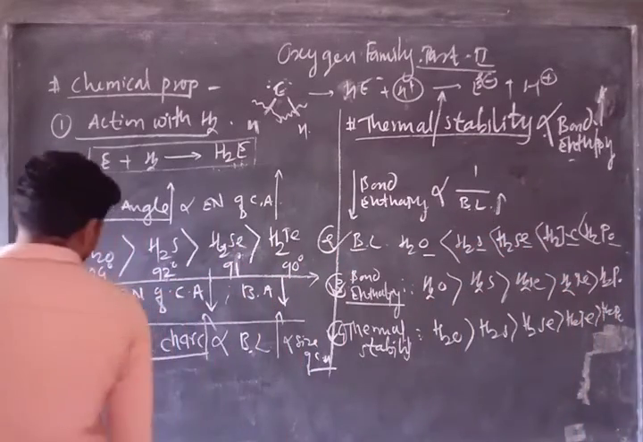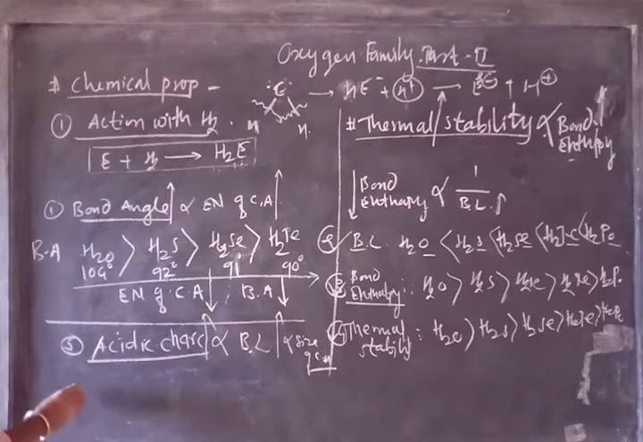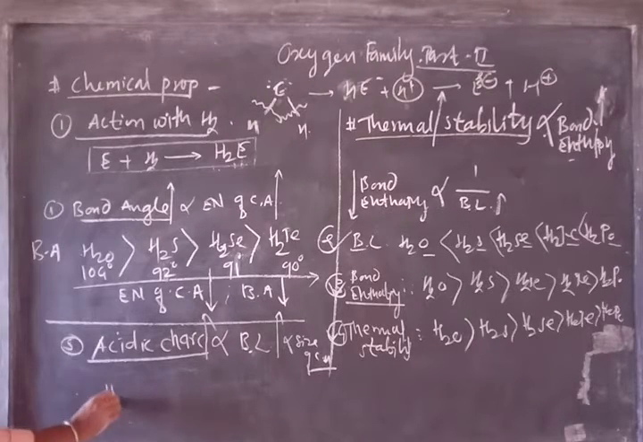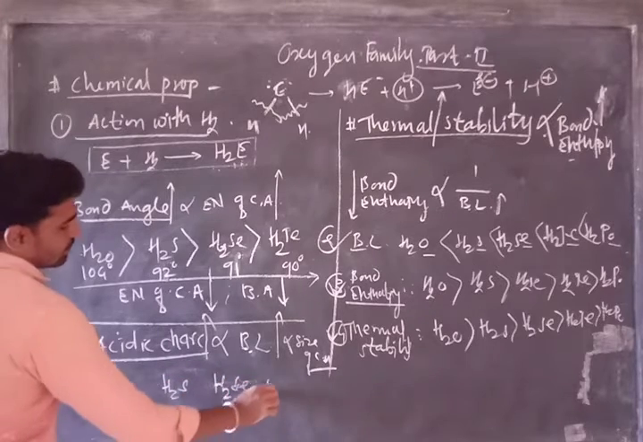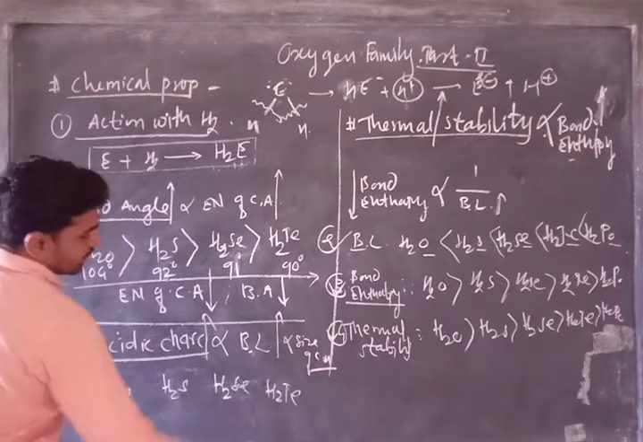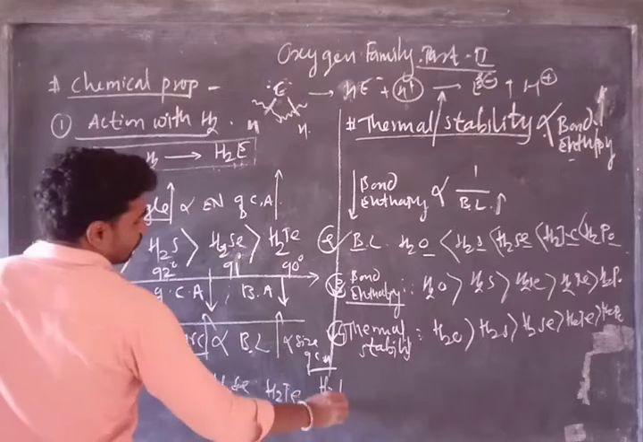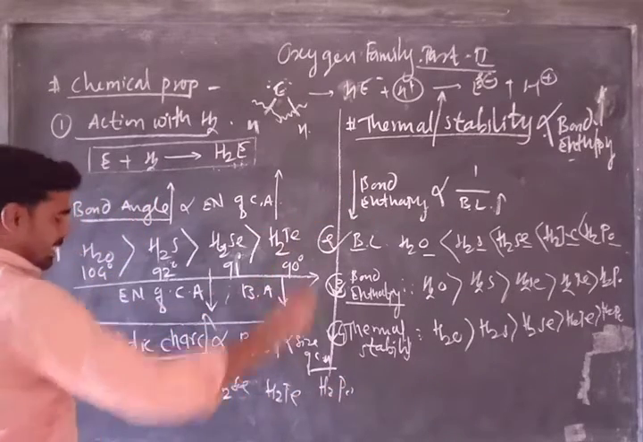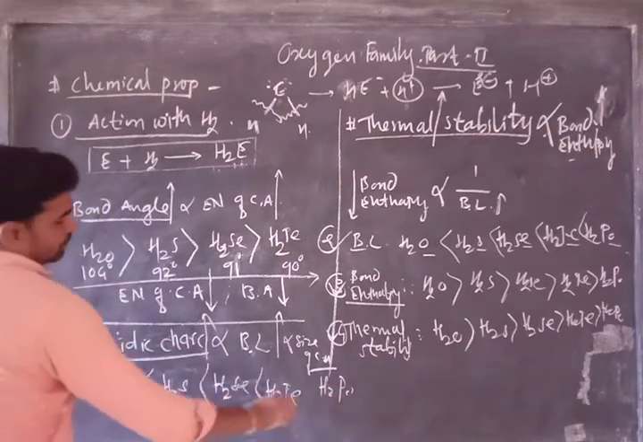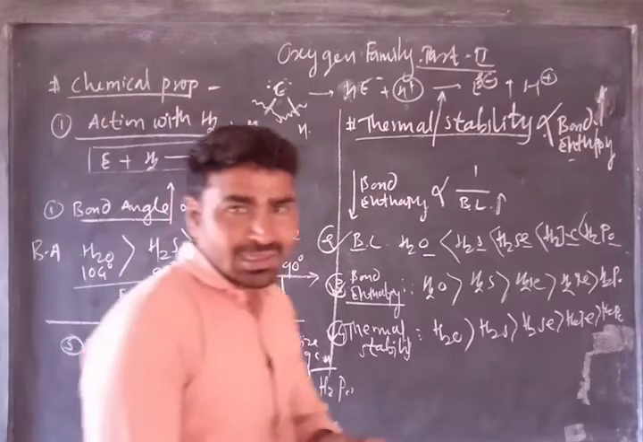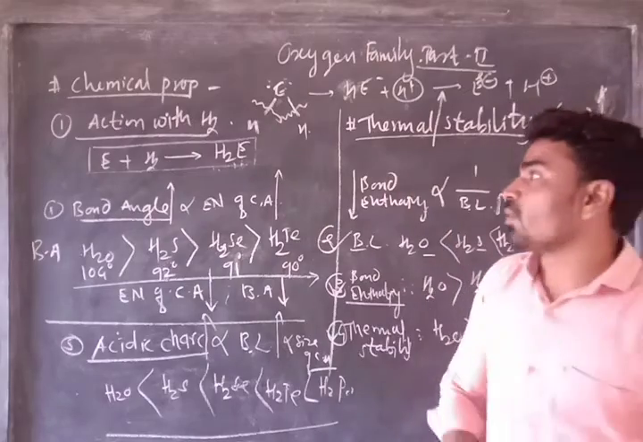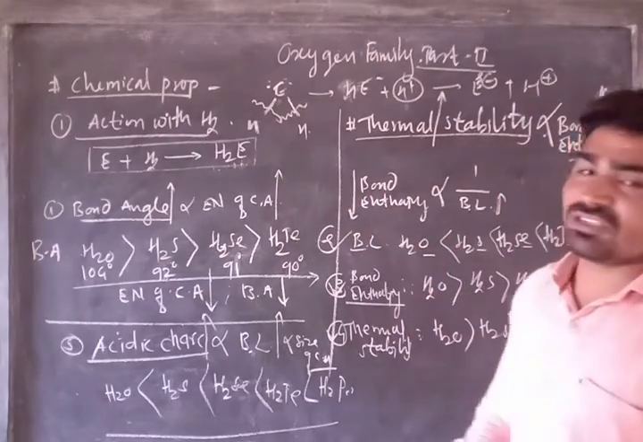तो यहाँ पे हमारे पास एसिडिक स्ट्रेंथ का जो ऑर्डर निकल के आता है ये यही है. That is H2O here, H2S here, H2Se here, H2Te here, and here H2Po. So as bond length increases, the acidic character must increase. So in this way we had the discussion about the hydrides of the oxygen family.